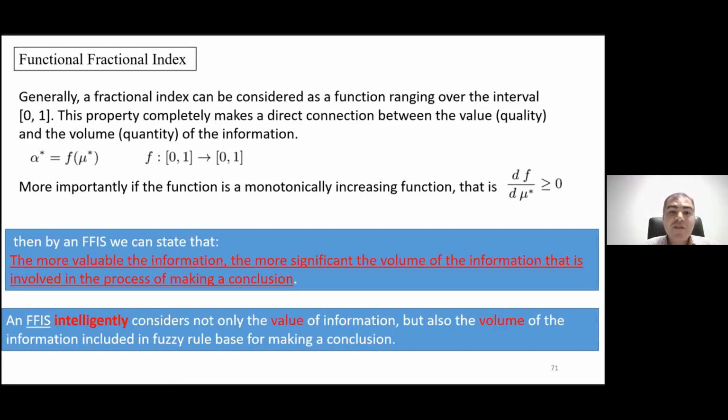More importantly, if the function is a monotonically increasing function, then by an FFIS, we can state that the more valuable the information, the more significant the volume of information that is involved in the process of making a conclusion. In other words, increase the quantity if the quality is high, decrease the quantity if the quality is low. So an FFIS intelligently considers not only the value of information, but also the volume of the information included in the fuzzy rule base for making a conclusion.